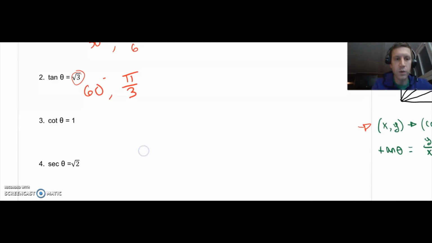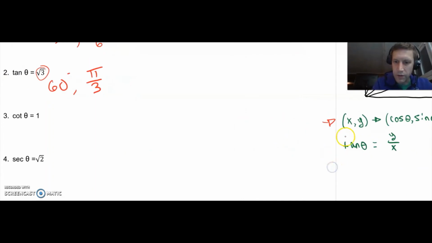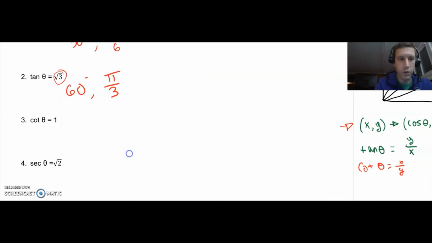Cotangent of theta is equal to 1. So this is interesting. A couple ways to think about this. We know that tangent of theta is y over x. We could also think of cotangent would then be x over y, right? So I'm not going to do all the cotangent values for quadrant 1 because I don't think it's necessary, but you could just look at your x over your y and look at where that ratio would be equal to 1. Okay, some of you guys are probably already realizing where that's going to be.